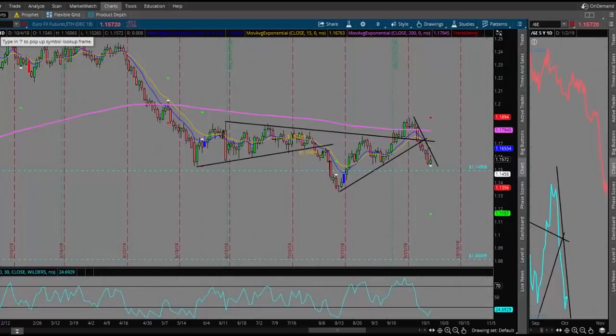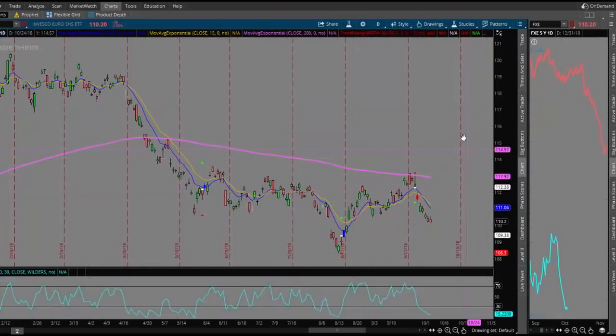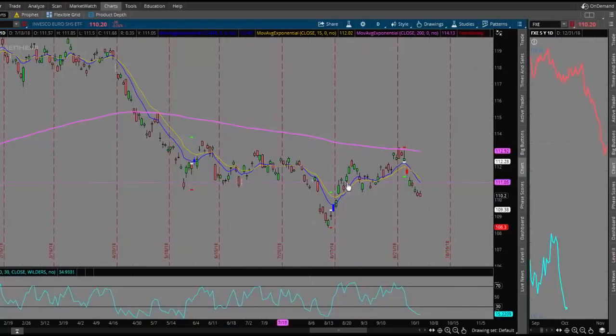Those trading equities and equity options can look at FXE. The same logic would apply here. Testing support, it broke down below here, but we would be looking for a possible rebound to come and test this 200-day moving average. FXE is pretty liquid, and you can play these via call options if you desire to do so.